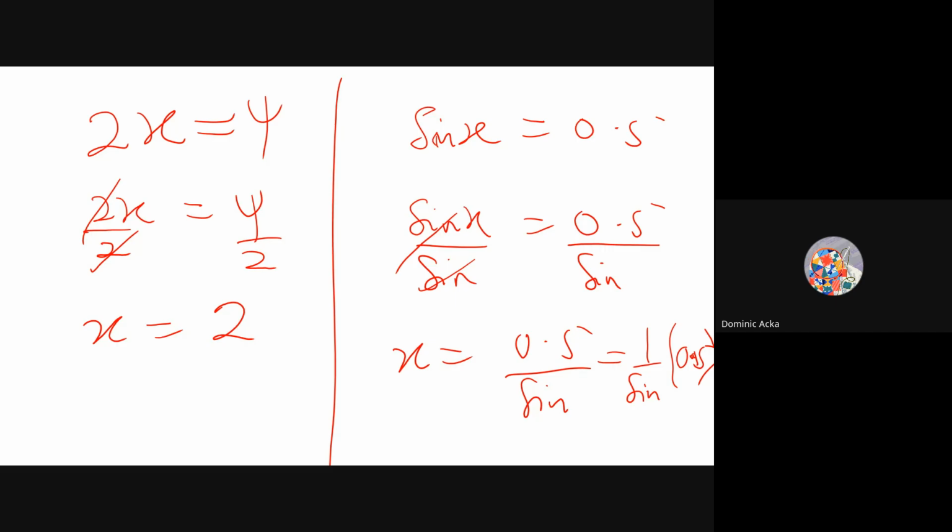When we are teaching this, we should allow the student to know that when we want to find x, this means that we are multiplying both sides by the inverse of that coefficient. Now look at what the student has done. Look at the last point. He said 0.5 over sine is the same as 1 over sine times the 0.5. Is the student not right?